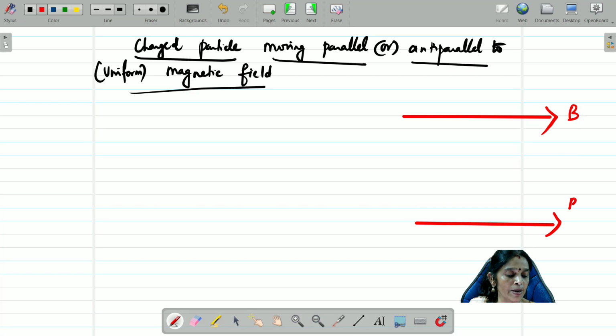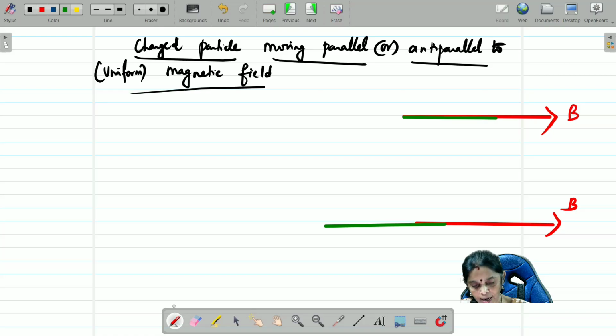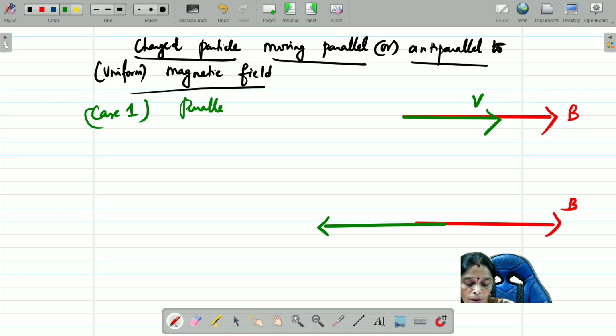So let me write it as B. Simple. You can just use your brain and then you can do it. Now look at the velocity of the charged particle. It is moving along the direction in one case, but here it is opposite. So look at the first diagram, children. Here velocity and B are parallel in case 1. So when it is parallel to B, theta is equal to 0 degrees, children.